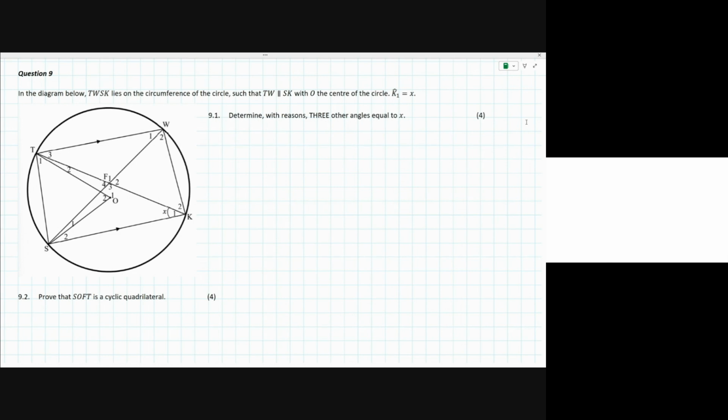All right, so take a second, have a think. I know it says 4 marks, but I will give you 5-6 minutes to give this a try, just so that you can have a look at the diagrams first. Like it says, I want three other angles equal to x. And obviously, guys, if you've got questions, just ask.